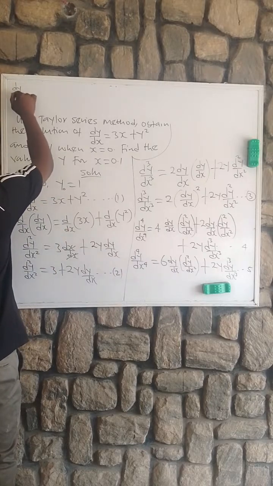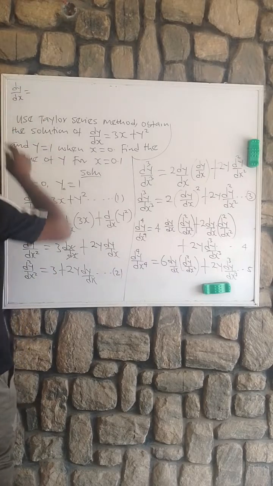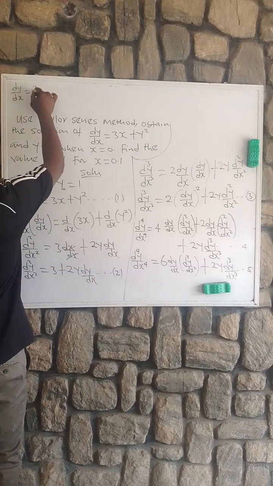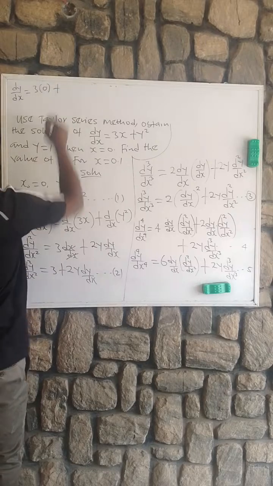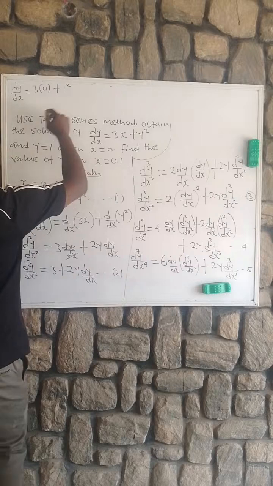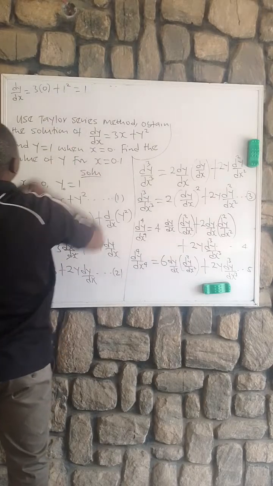dy over dx is equal to, at x naught, anywhere you see x is 0, so 3 open bracket 0 plus, anywhere you see y is what? 1, all squared. So this is equal to 1.